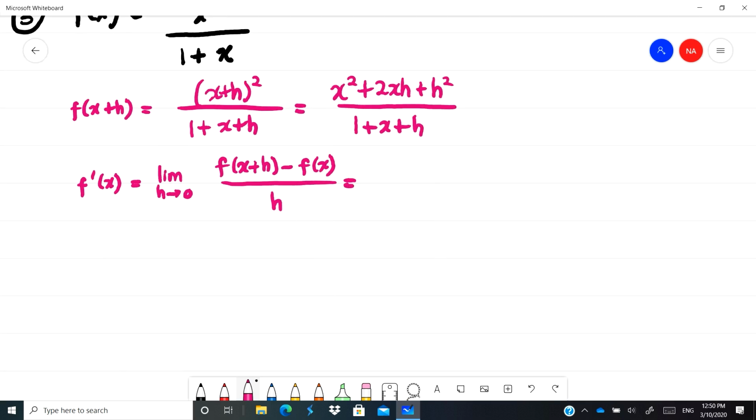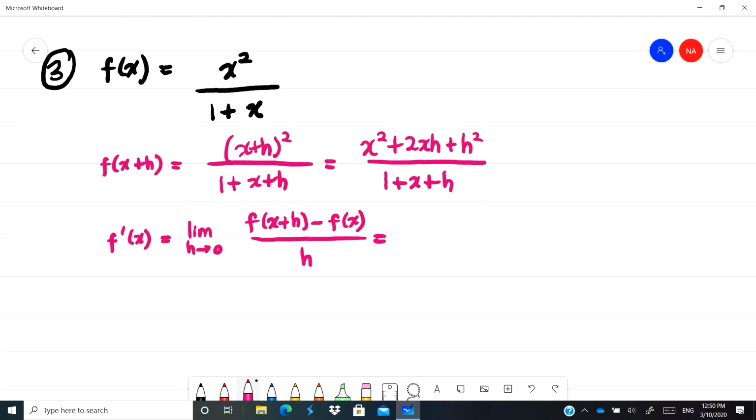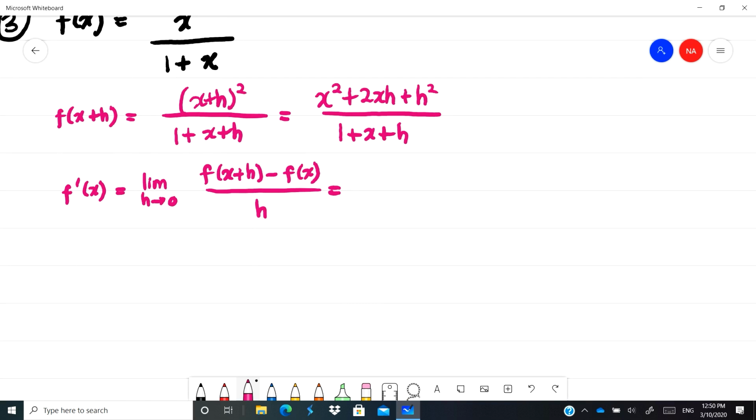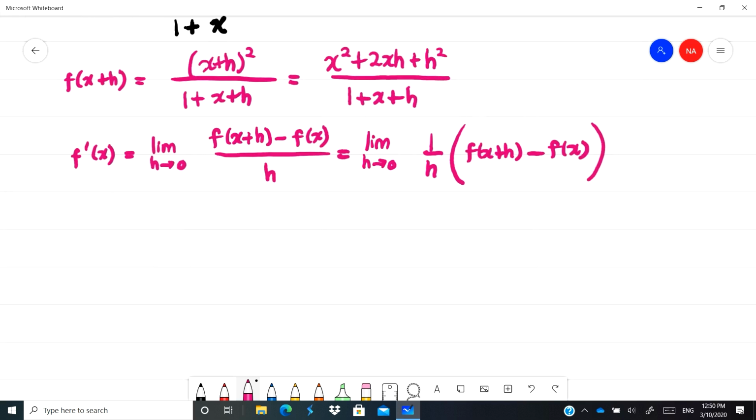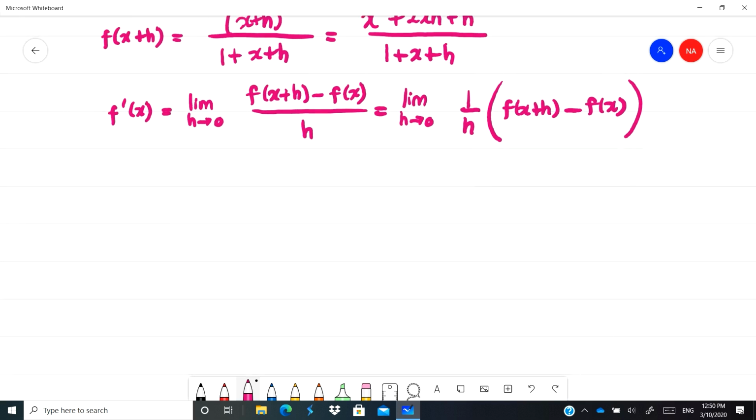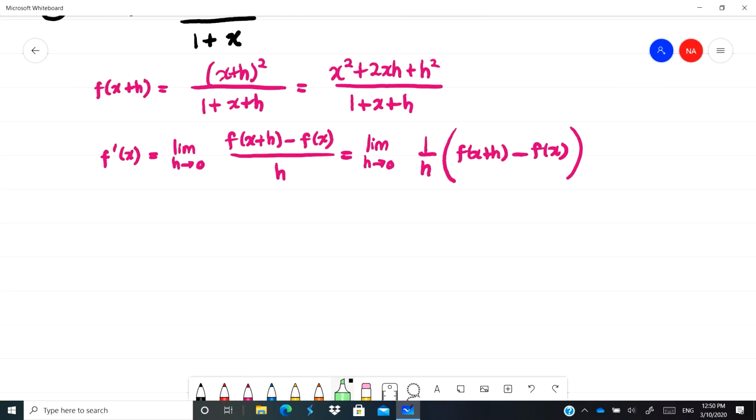Because this involves a fraction, bear in mind you can modify the formula so that it becomes limit as h approaching 0 of 1 over h, and then f(x plus h) minus f(x). Actually it is the same formula, I just moved the 1 over h apart from the f(x plus h) minus f(x). Now we are going to use this formula inside this question.